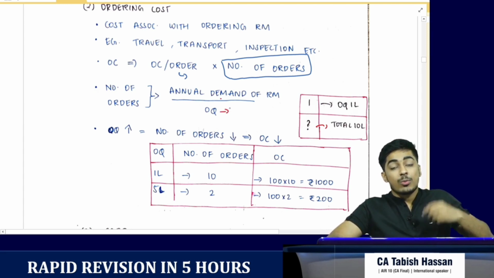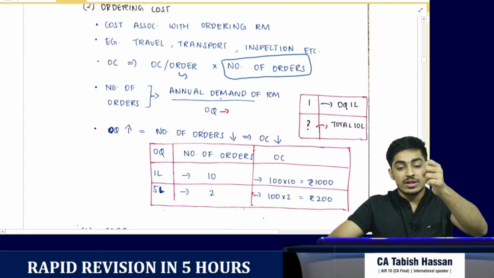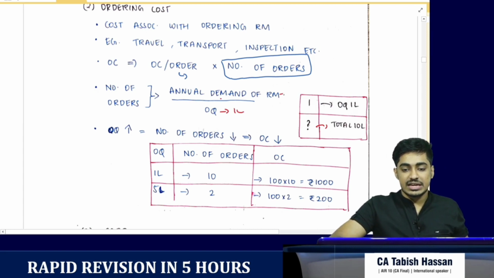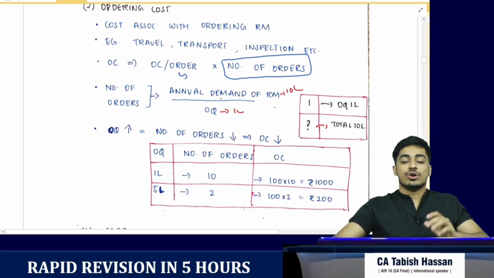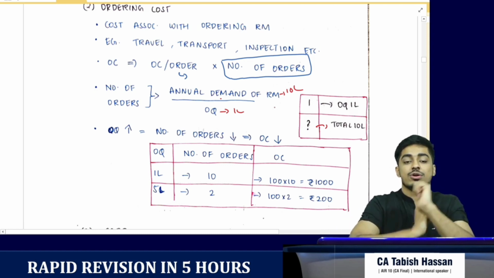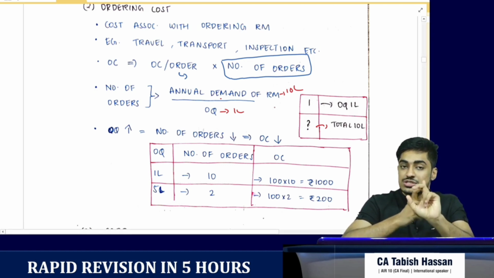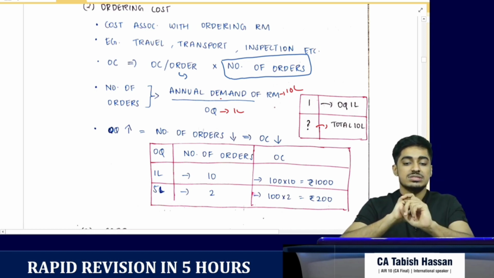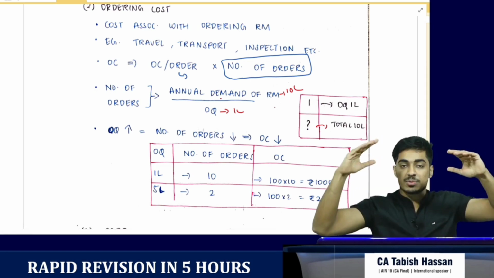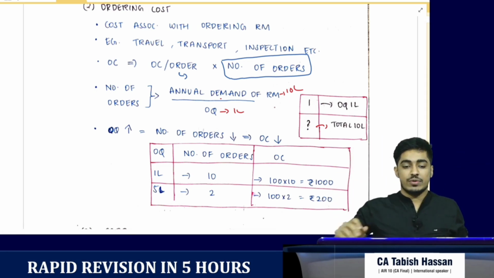Order quantity means how many units we are placing while we are placing an order. It is 10 lakh divided by 1 lakh. We get it as 10 orders. Okay. So ordering cost is a cost associated with placing an order. So ordering cost is ordering cost per order into number of orders. So number of orders is the annual requirement of raw material divided by ordering quantity.